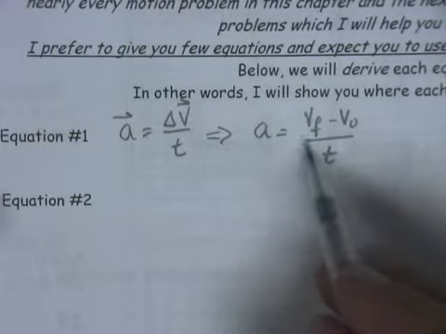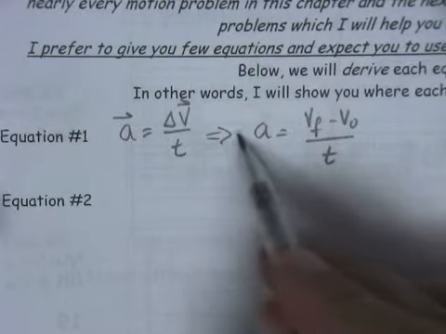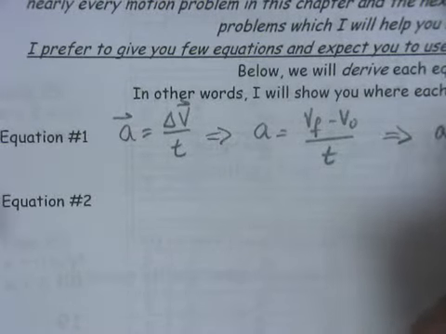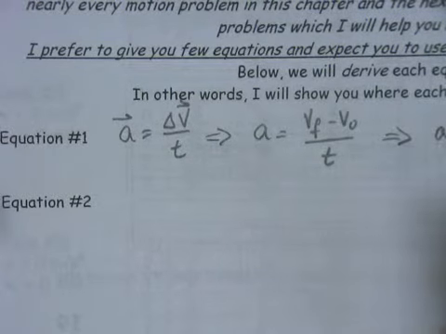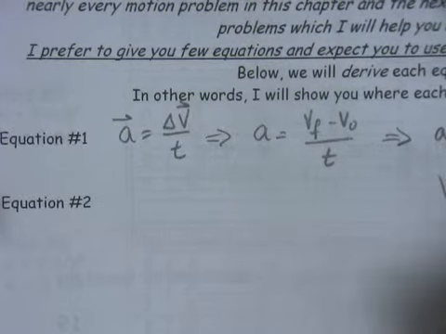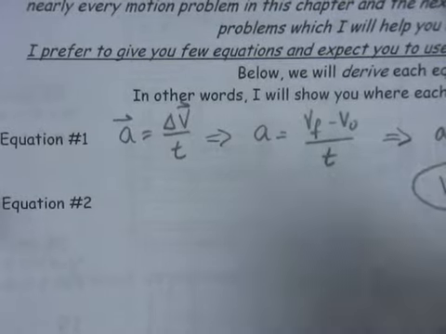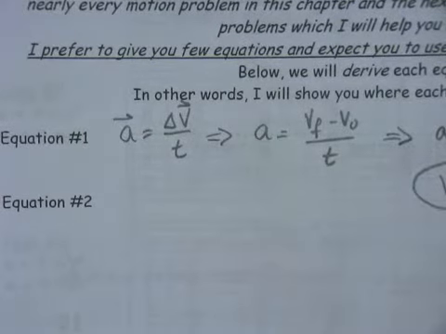And then I'm going to take this equation and multiply both sides by t. So I'm going to move the t to the other side. So I get a new equation: a times t equals vf minus vo. And then I'm going to add vo to the other side and rearrange it. And I get vf is equal to vo plus at. And there it is. There's our first big three. How about that? How exciting.